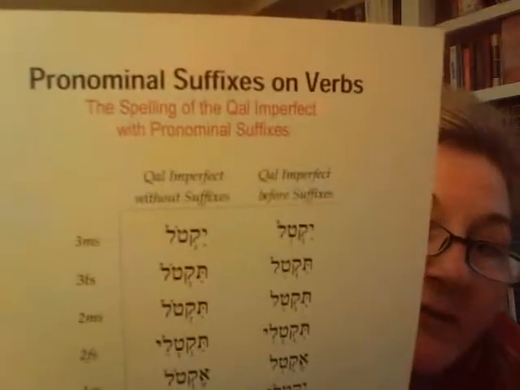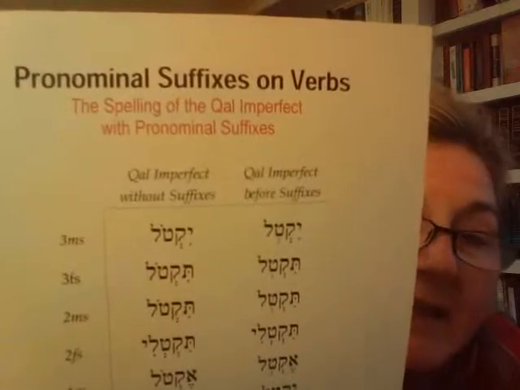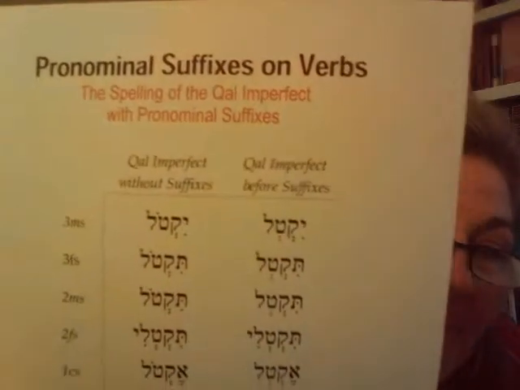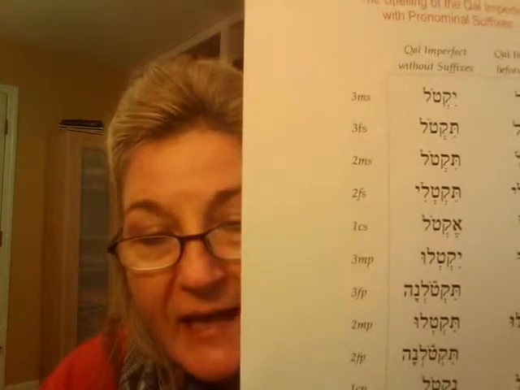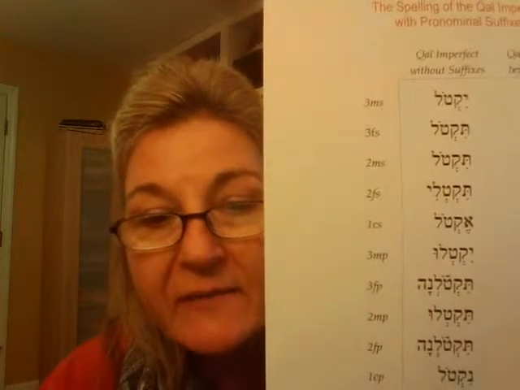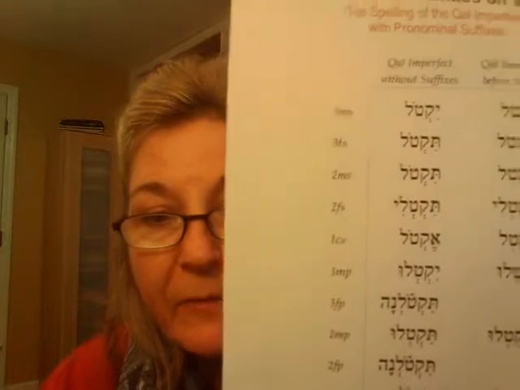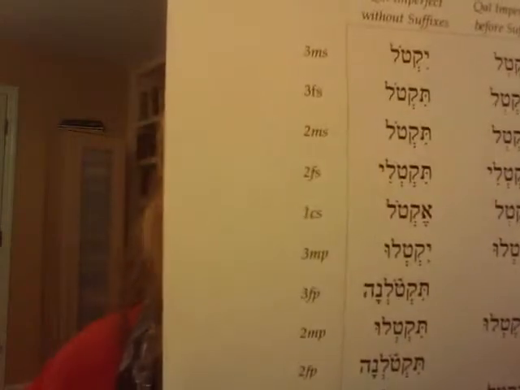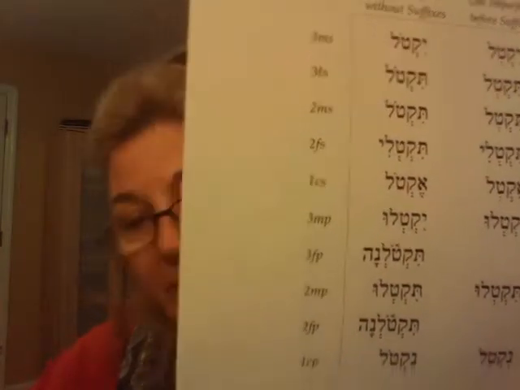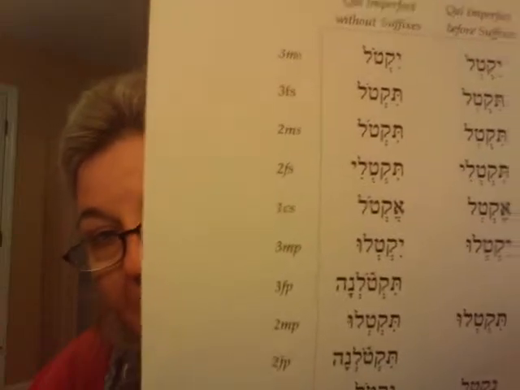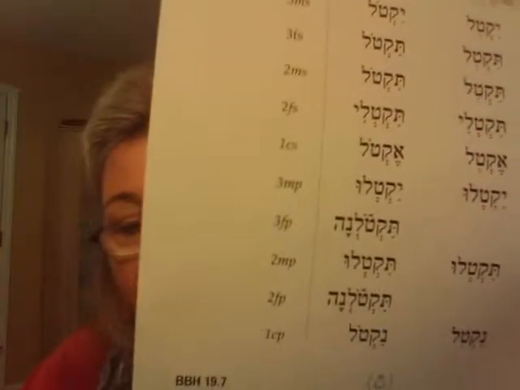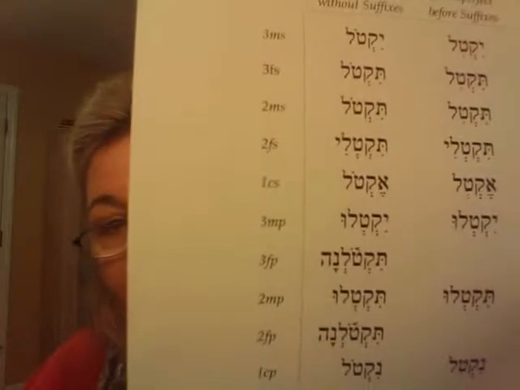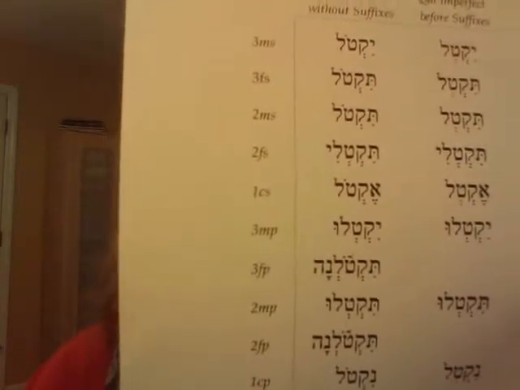Here we have pronominal suffixes on verbs. Again, this is the Qal imperfect with the pronominal suffixes. Just like before, this is what your Qal imperfect looks like without any suffixes at all. Then before you add the suffixes, these are the changes that are going to take place. The 3FP and the 2FP, again, are missing because they just don't appear in the Hebrew Bible, and since there's no need for us to know them, I don't see any reason in torturing you to make you learn them.